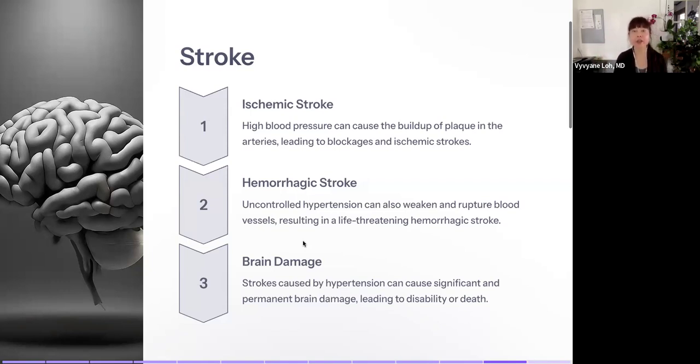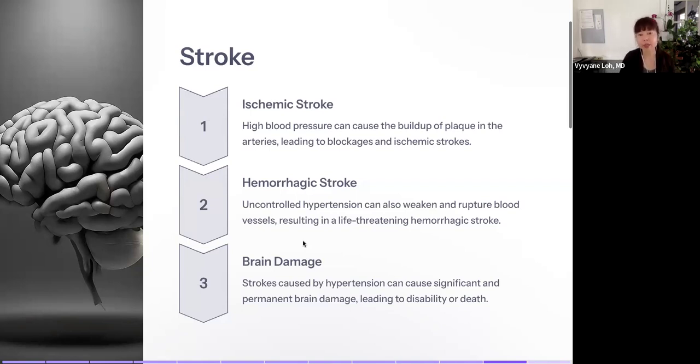You could also have a hemorrhagic stroke, which means that you are going to have a bleed in your brain. And this is because the high blood pressure is going to weaken those blood vessels in the brain and cause those blood vessels to burst. And as a result of that, you're going to bleed into the brain, and this could be very life-threatening.